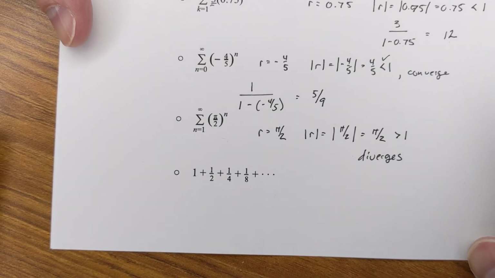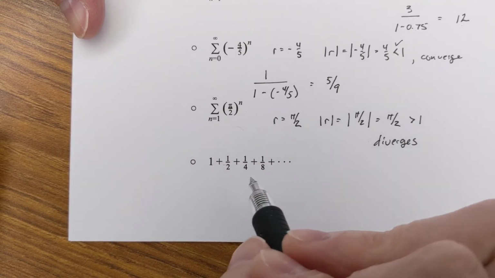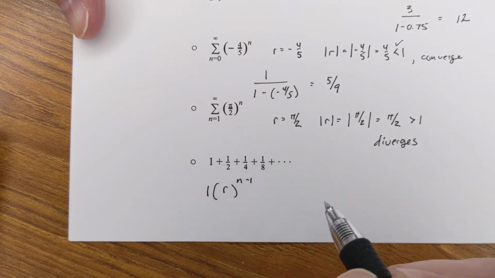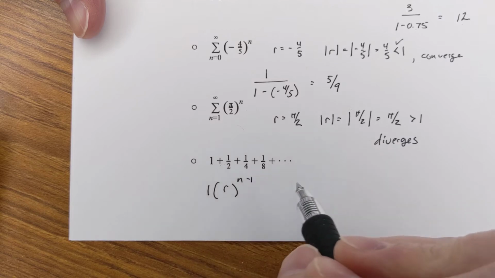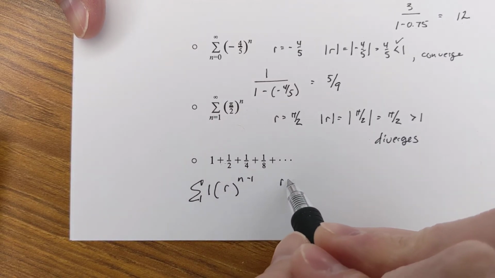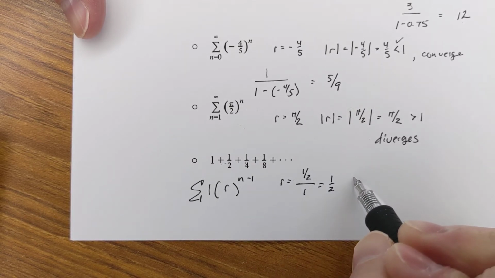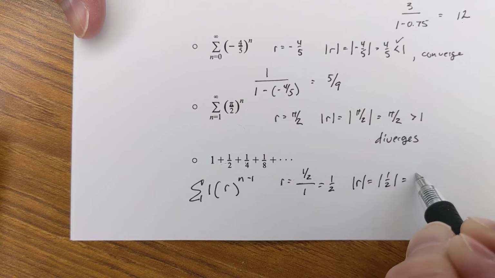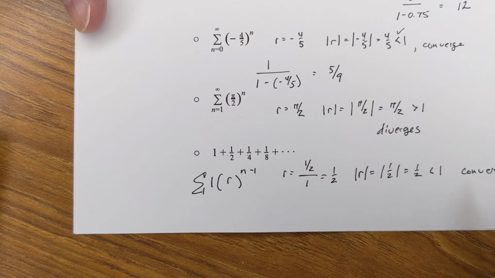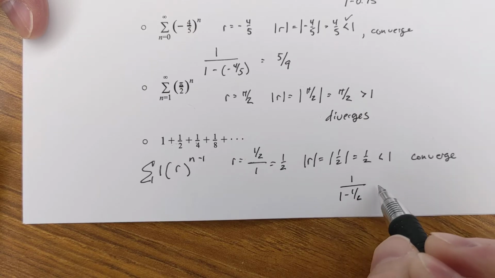And down here, what are we multiplying? Remember, we're looking for the r value. Even though this is written as a sum, it's a times r to the k minus 1, so r is what's multiplied here. To find r, divide any term by the one in front of it. So r is 1/2. The absolute value of 1/2 is 1/2, which is less than 1. So this will converge. It will converge to 1 over 1 minus 1/2, or 2.